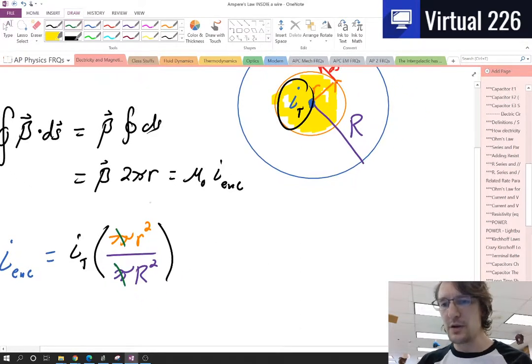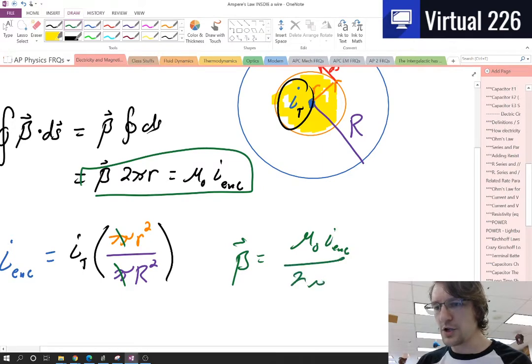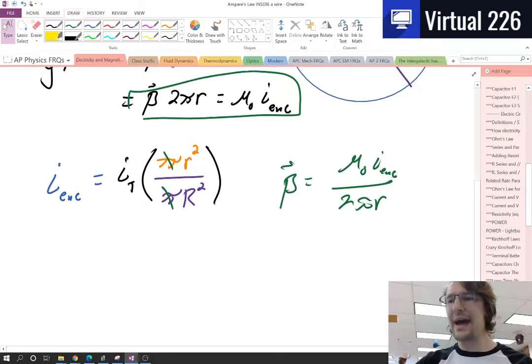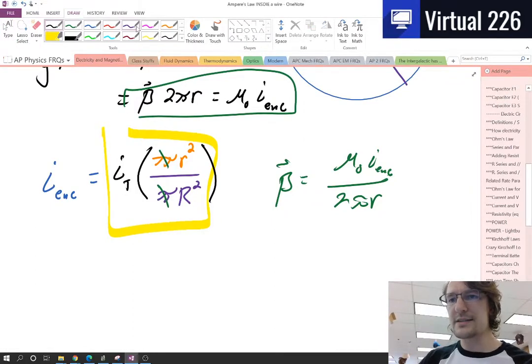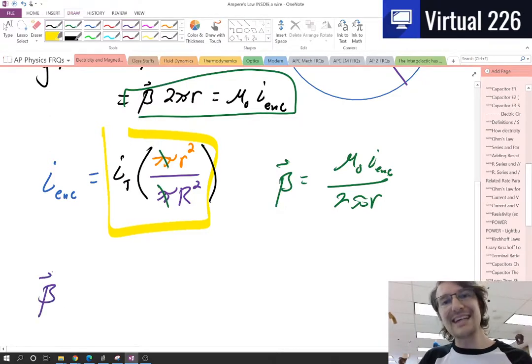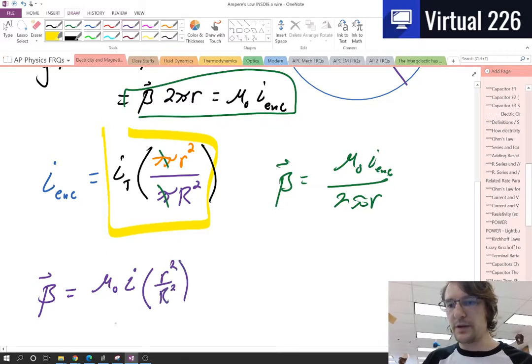If we do this with our equation, we're going to have B equals mu naught times the current enclosed over 2 pi r, just like before. But now, because I know what my current enclosed is, we can say that the B field inside the wire at some point is equal to mu naught times the current enclosed, which is the total current I multiplied by the quantity r squared over R squared, and then this will be all over 2 pi little r.